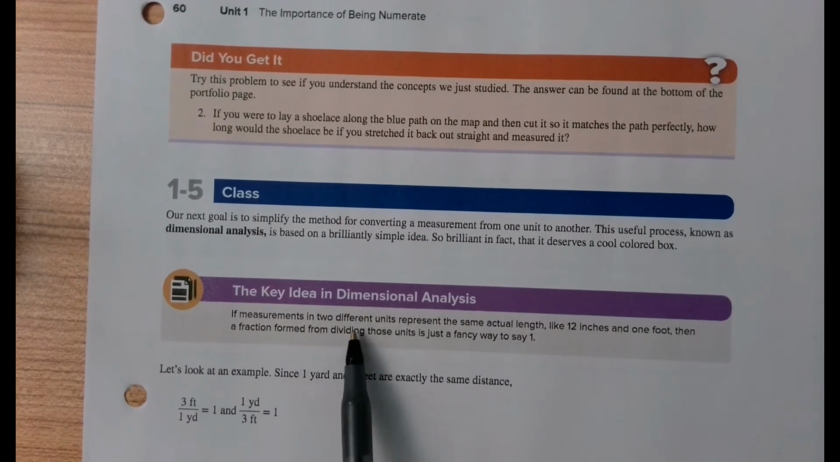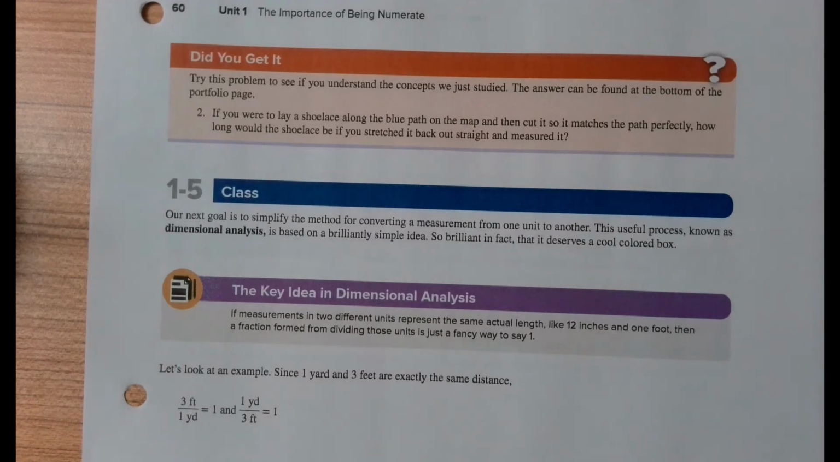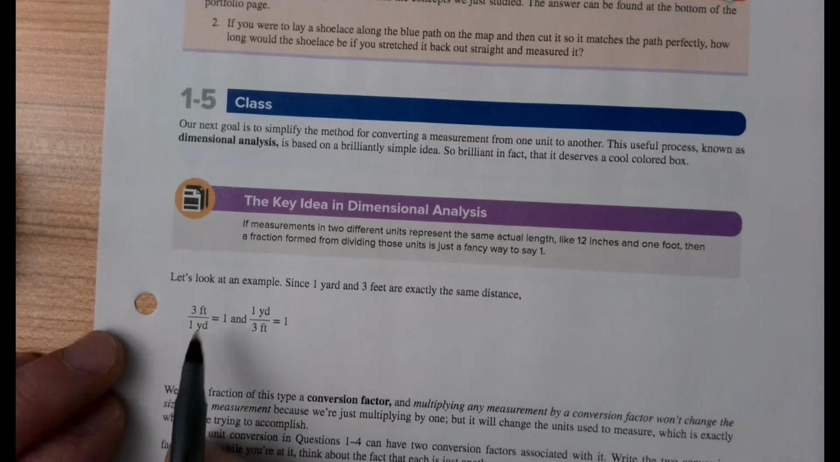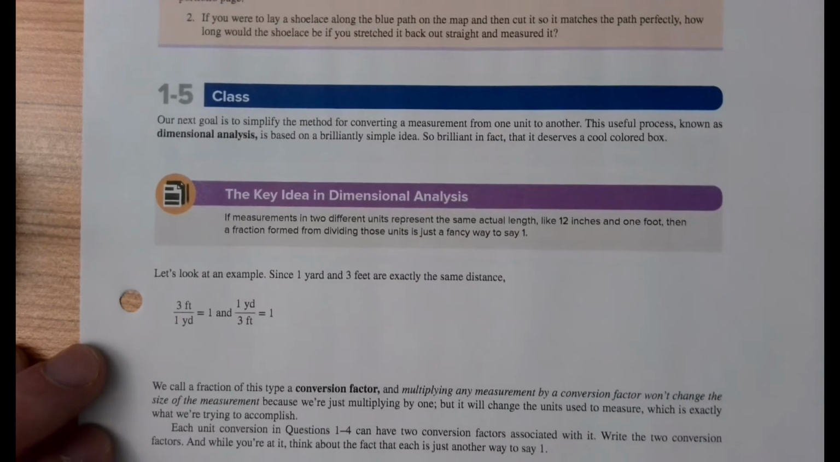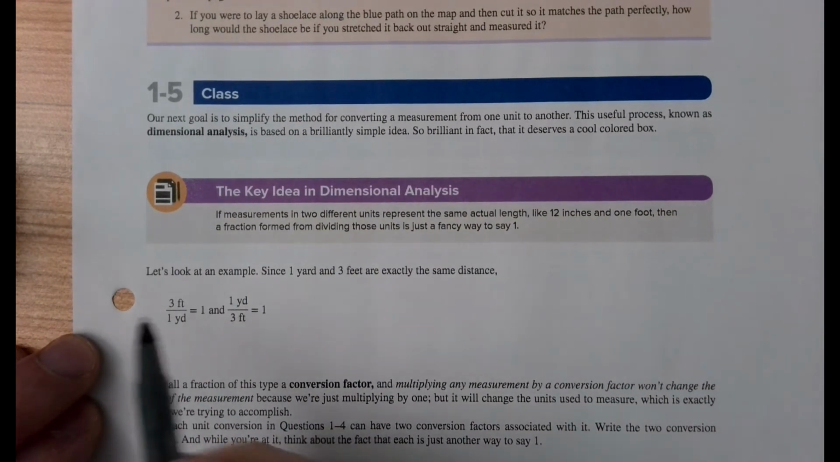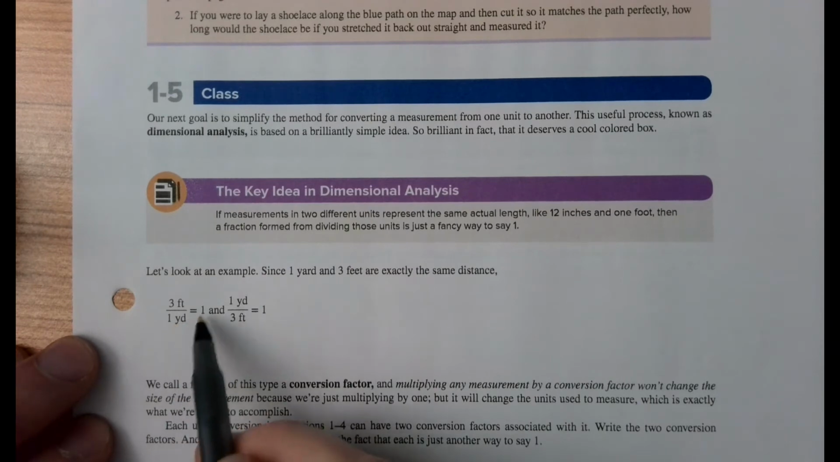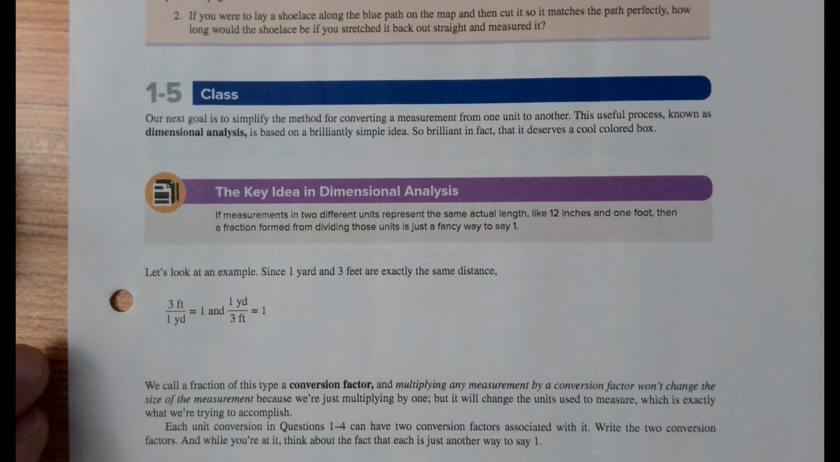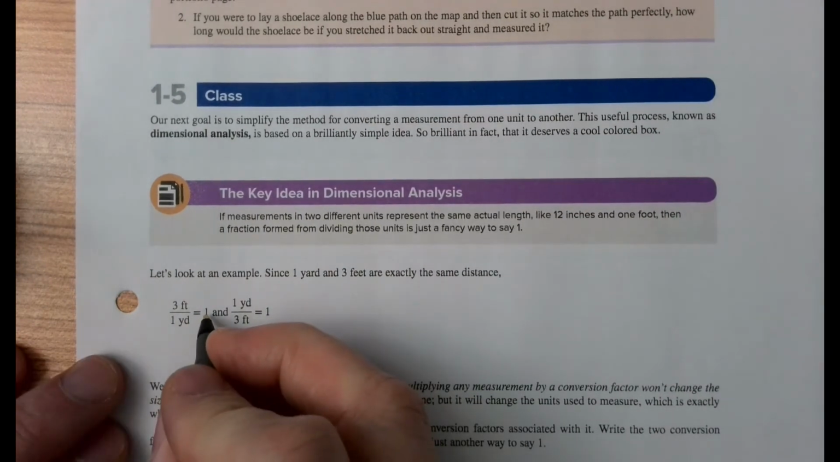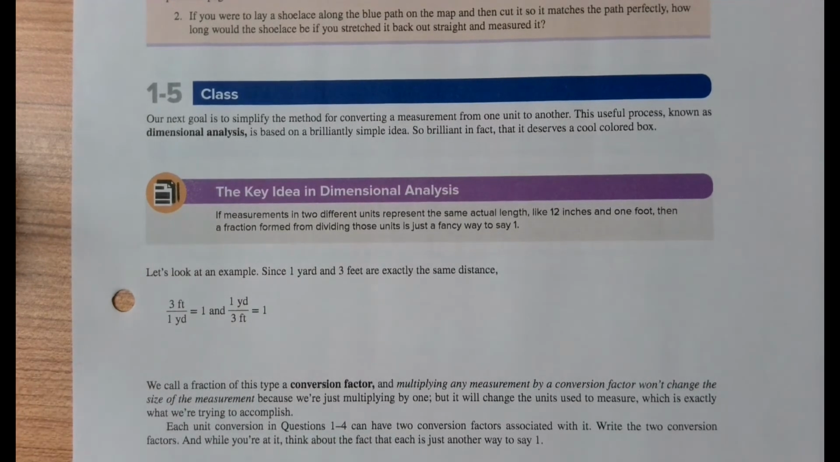If we have measurements in two different units that represent the same actual length, then we can create a fraction and do division of the units. And that fraction, by the way, is a fancy way to say one. For example, we know that 3 feet equals 1 yard. That was defined. So if I divide 3 feet by 1 yard, that's a unitless 1. Or we could think of that as 1 foot per yard, which is a weird way.